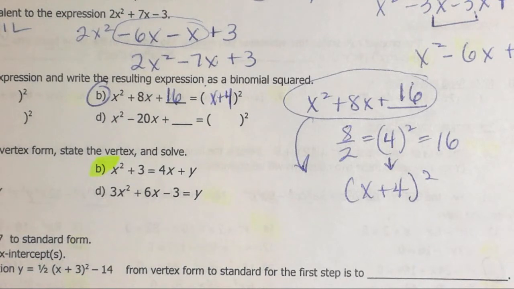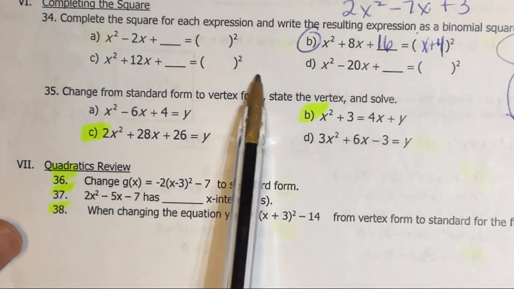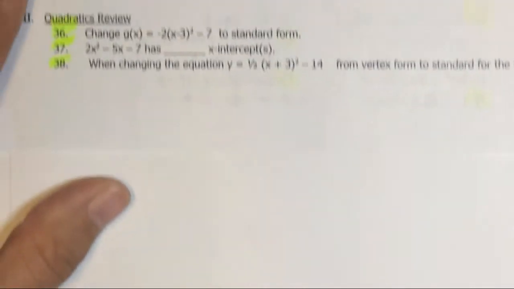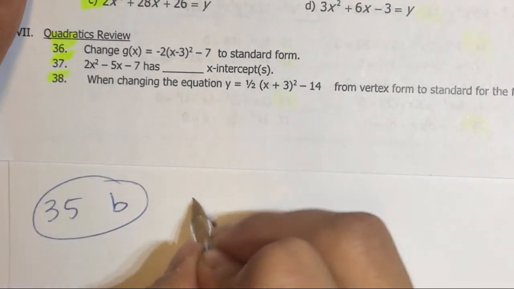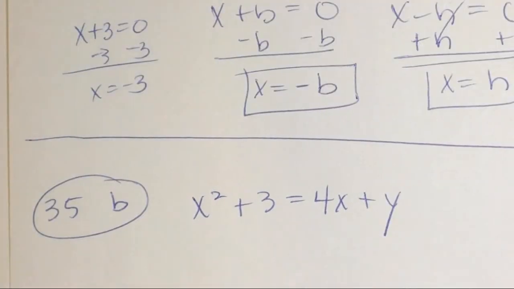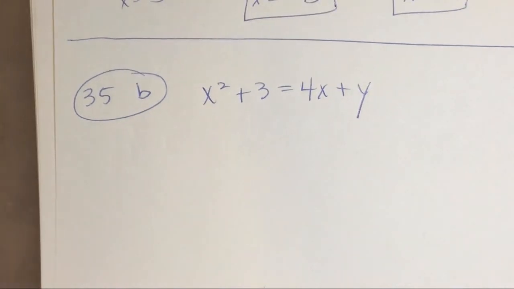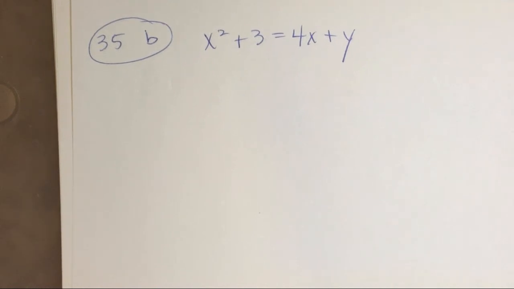Let's look at 35. It says, change from standard form to vertex form, state the vertex, and solve. So let's do it here. This is 35b. I have x squared plus 3 equals 4x plus y. Alright, the first thing I tell my kiddos for complete the square is you always want it in standard form, or what I call stupid form. It's not graphing nice vertex form. It's stupid. You can't really tell. So standard, stupid, same thing.